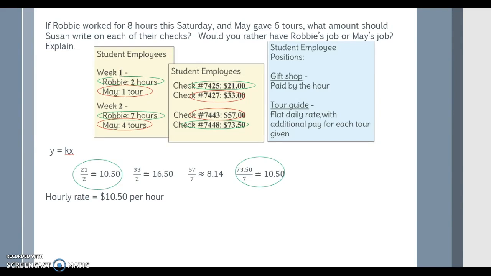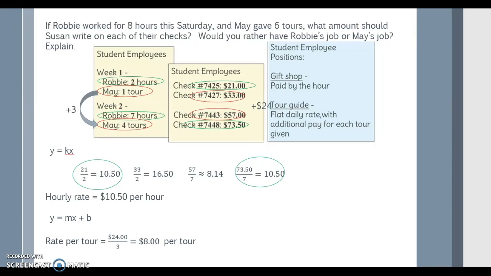Now when I look at May, the leftover paychecks must be what she gets. So we could possibly use y equals mx plus b because she gets a flat rate plus she gets an additional pay for each tour given.